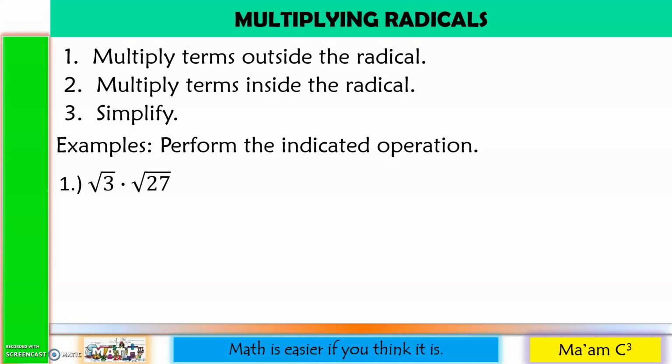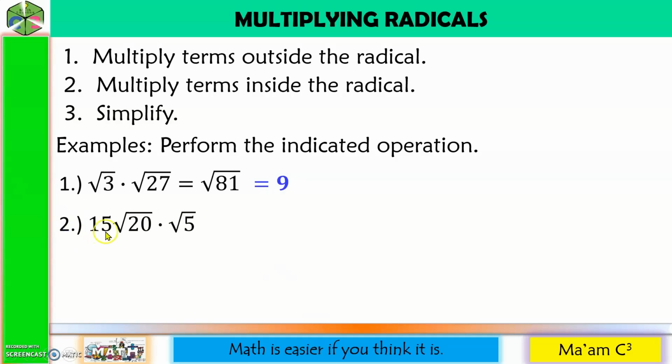First one, square root of 3 times square root of 27. The coefficient here is 1 and here is also 1. Since 1 times 1 is 1, we may not write it anymore. So step 2, multiply the terms inside the radical. 3 times 27 is equal to 81. So this is equal to square root of 81. Step 3, simplify. Square root of 81 is equal to 9.